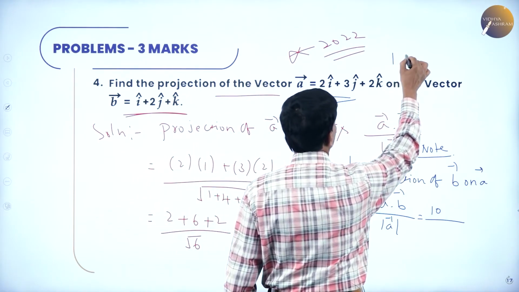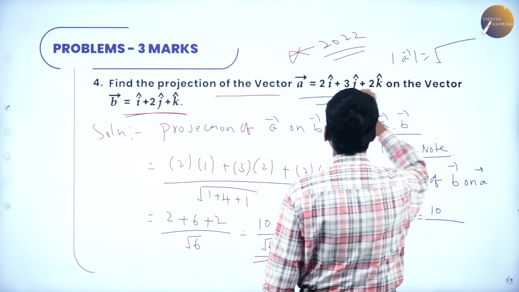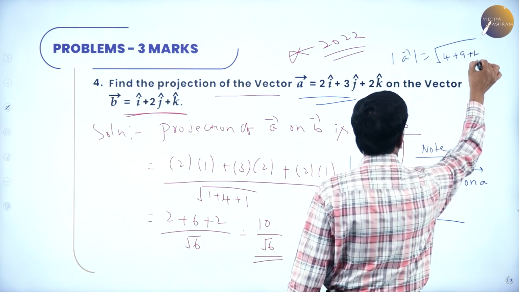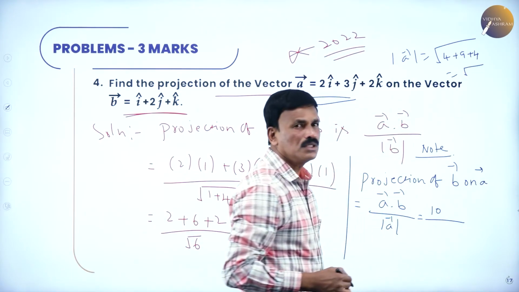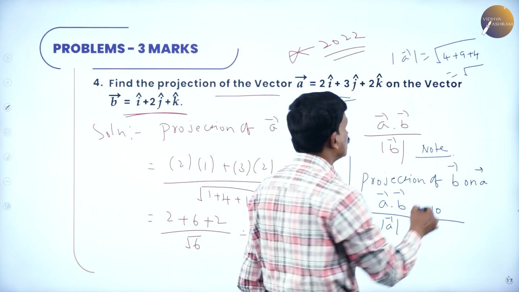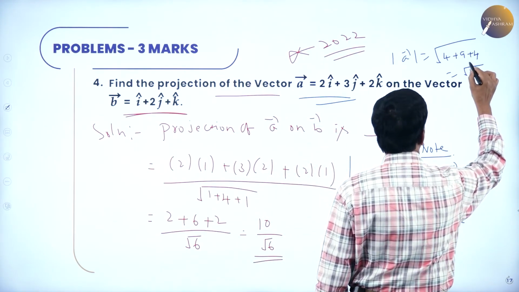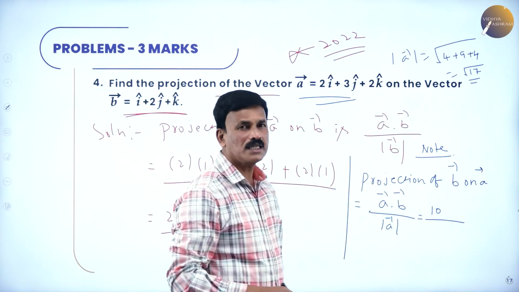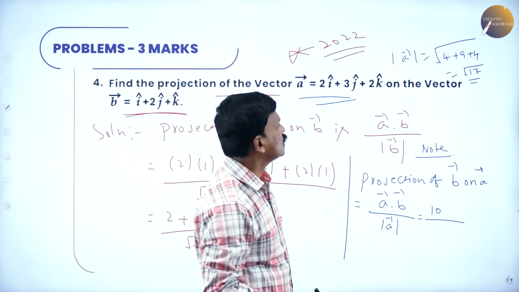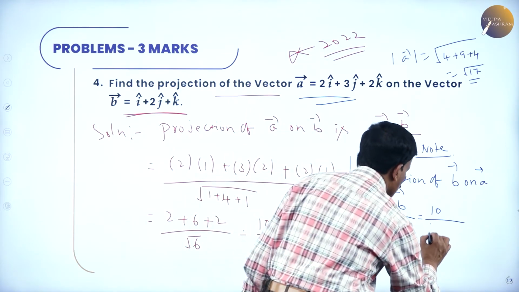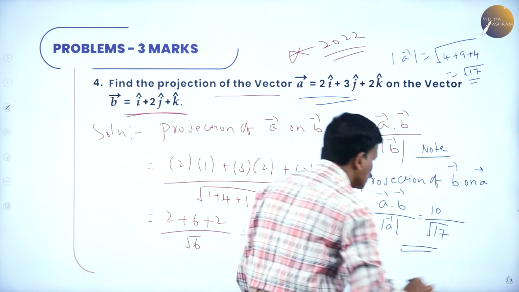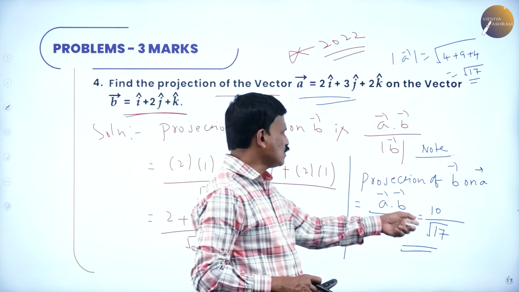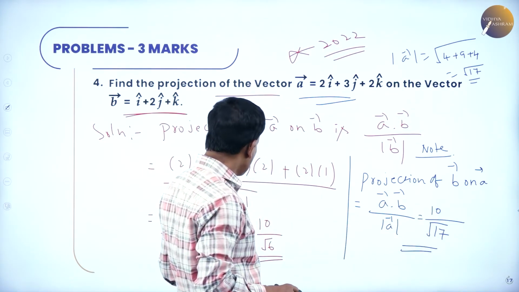If you find the length of A, it is equal to root of 2 square is 4 plus 3 square is 9 plus 2 square is 4. What is this equal to? 4 plus 9 plus 4, that is equal to 17. 4 plus 9 is 13, 13 plus 4 is 17. So, this is root 17. That's it. So, see the difference? Projection of A on B is 10 by root 6. Projection of B on A is 10 by root 17. So, the difference is length of A and length of B.